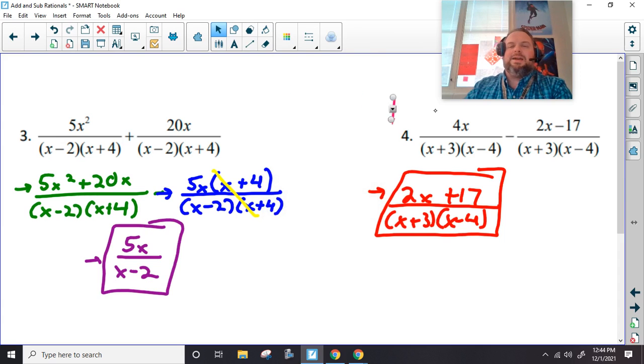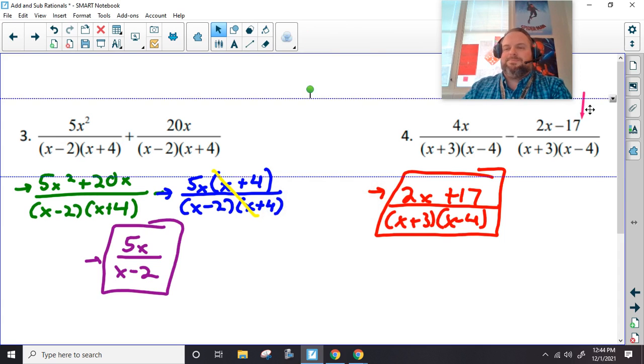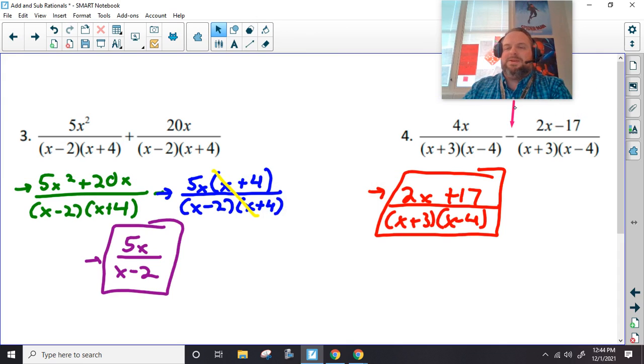So again, this is what people were missing, that it's the minus the negative 17 right here. That's why we get a positive 17.